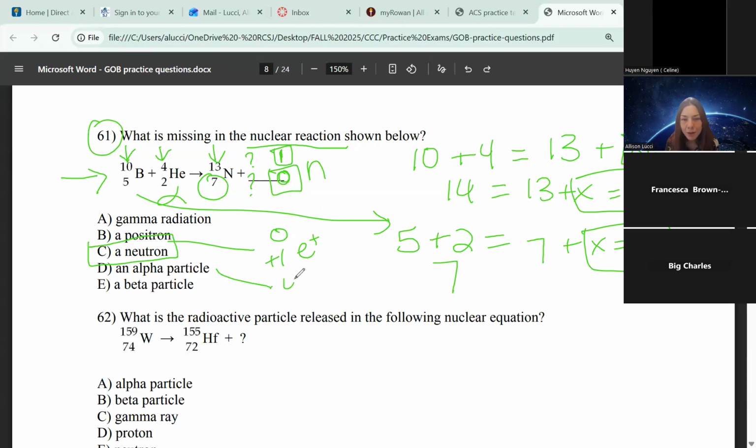We know our alpha particle has a mass of 4, charge of 2. It's also a helium nucleus. Beta particle, remember that's our electron, and we abbreviate it like β.